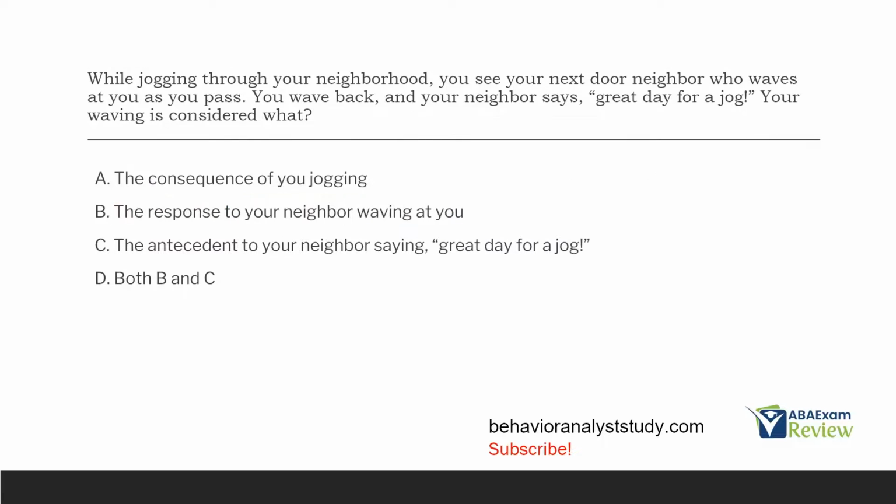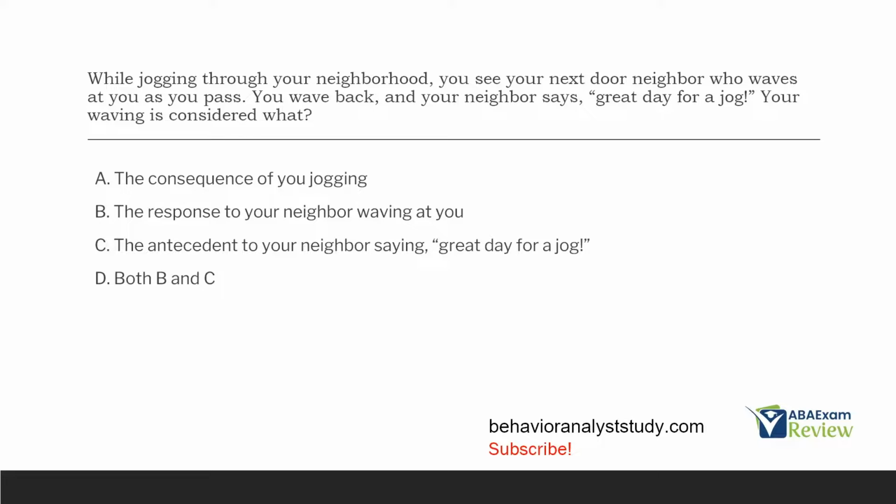So the first thing you're going to do as an analyst is talk with the technician about the concerns that were raised. While jogging through your neighborhood, you see your next door neighbor who waves at you as you pass. You wave back, and your neighbor says, "Great day for a jog." Your waving is considered what? All right, pretty straightforward behavior question, and they're really asking you to identify antecedents and consequences, which is a basic strategy, but on the exam, you cannot afford to neglect basic principles. You have to know everything, all right? So don't neglect the quote-unquote easy stuff. It's going to bite you, right?